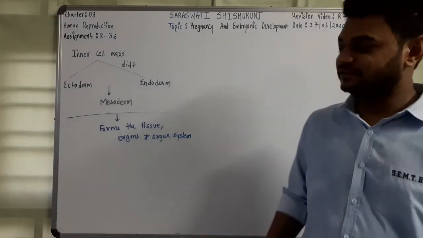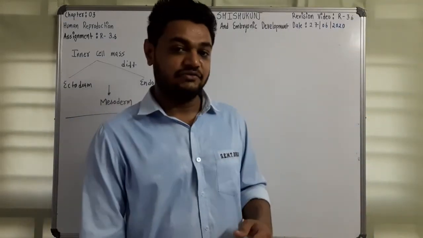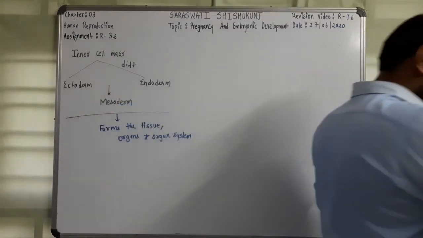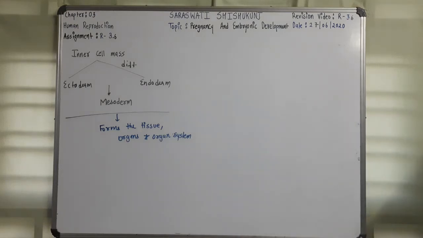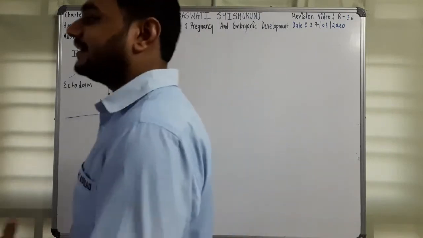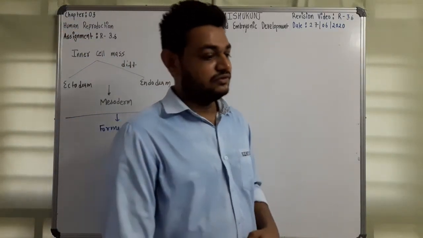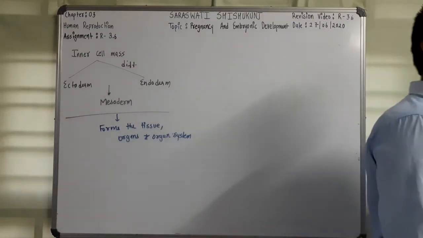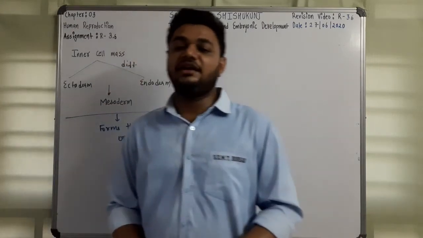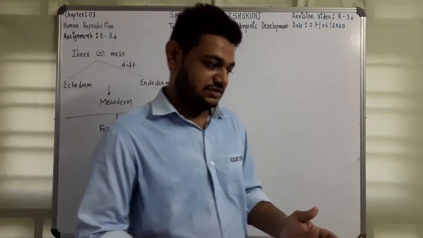Let's discuss. In the very first month you will be able to hear the heart sound with the help of a stethoscope. During the second month, limbs and digits get developed. This you have to remember. At 12 weeks, major organs of the body get developed.